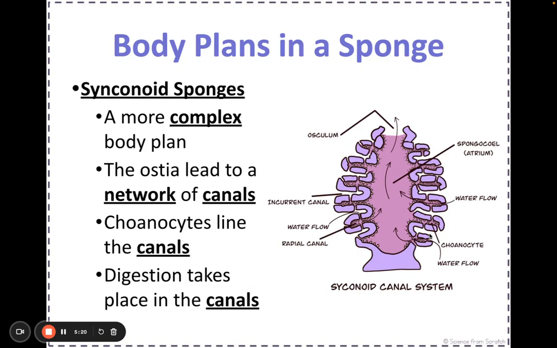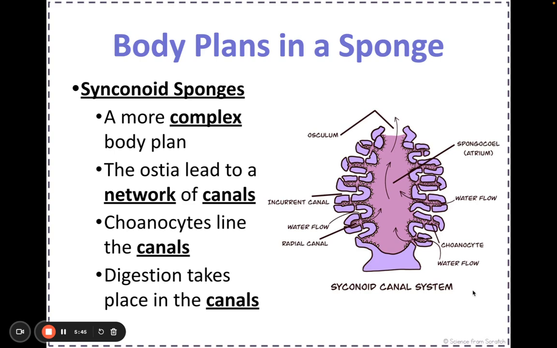The next type we'll talk about, you can hear it multiple ways. It could be sycanoid or synconoid sponges, but these have a little more complex body plan. The ostia are going to lead to a network of channels. So you can kind of see here, here are your ostia, and here are your channels that they'll go through. Then you can see them throughout that body plan.